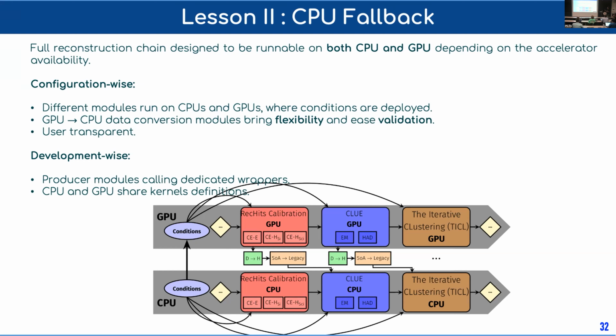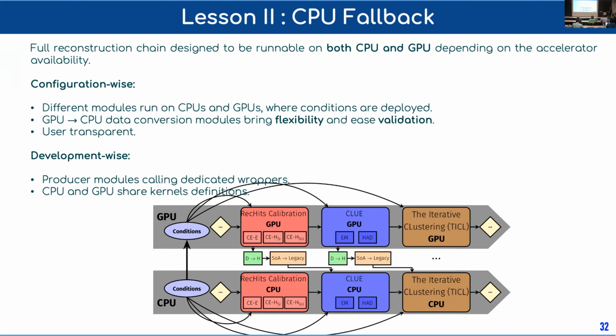This is, let's say, the framework that has been designed in CMS. There is always GPU to CPU data conversion in order to make the validation easily doable. And this is user transparent, in the sense that you run some jobs just adding a modification to the configuration or not. From the development side, what has been done up to now is that the modules that produce objects call dedicated wrappers, whether they have to run on GPUs or on CPU. Then the GPU and CPU share the kernel definitions, in the sense that you have these building blocks that run on one or the other.